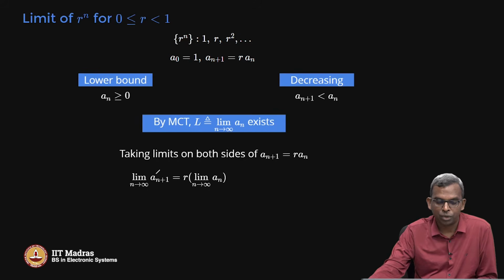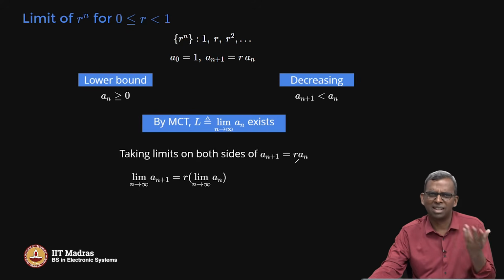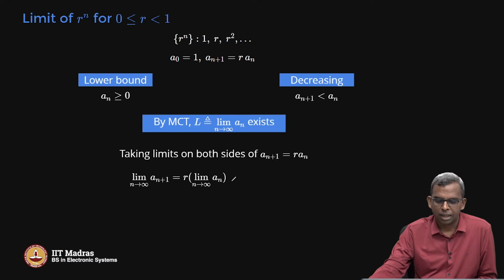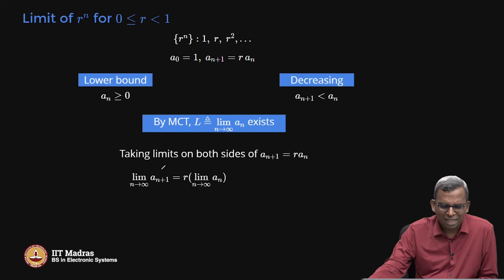The limit as n tends to infinity of a_{n+1} is r times the limit, because the limit goes inside scalar multiplication, as n tends to infinity of a_n. Now what is this guy, by the way? This guy we know is L, right? The limit as n tends to infinity of a_n is L. What do you do with this fellow? The limit as n tends to infinity of a_{n+1}.